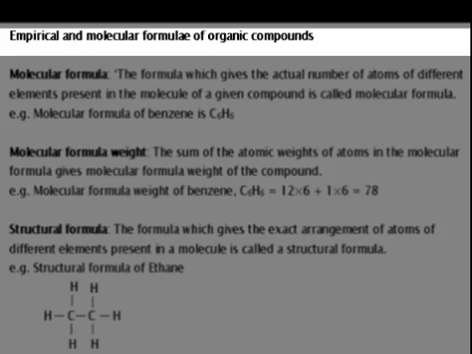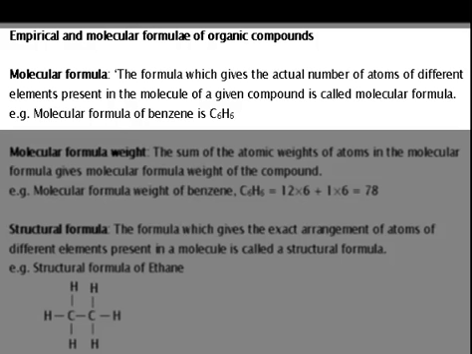Empirical and molecular formulae of organic compounds. Molecular formula. The formula which gives the actual number of atoms of different elements present in the molecule of a given compound is called a molecular formula. For example, the molecular formula of benzene is C6H6.